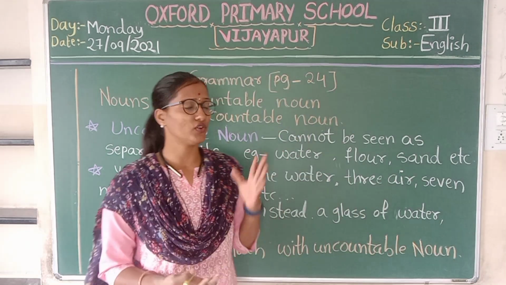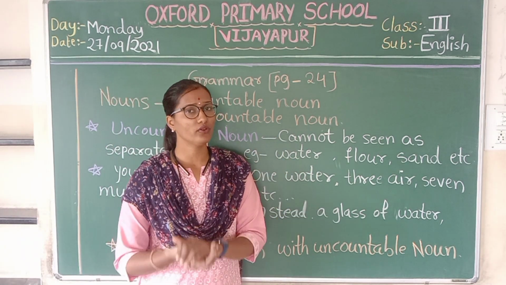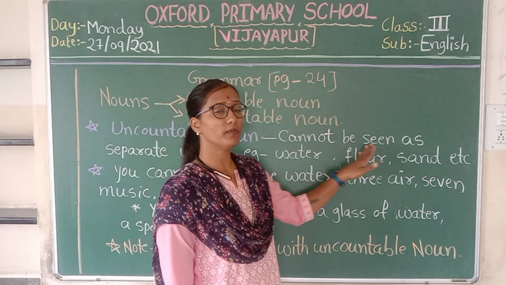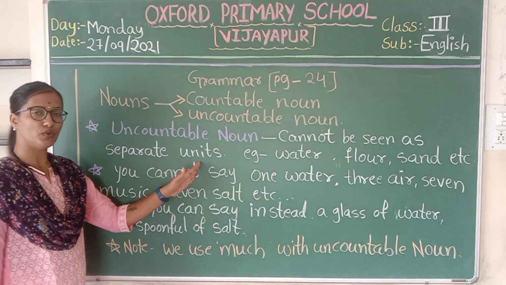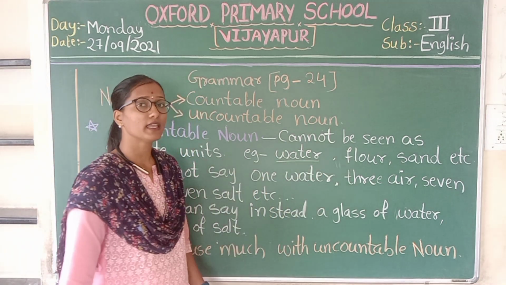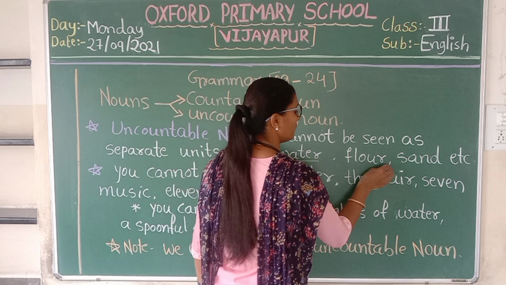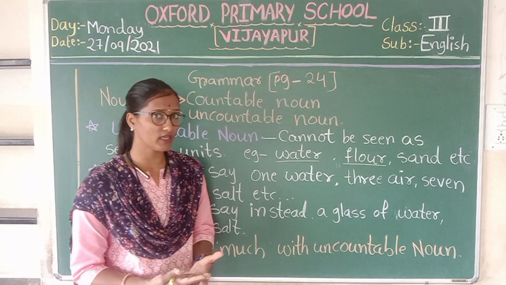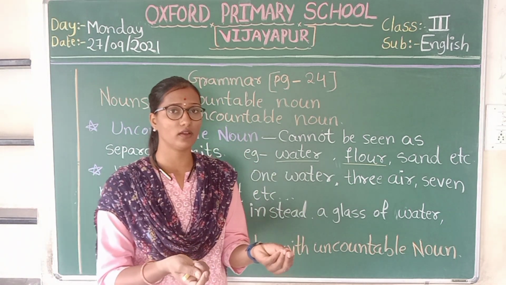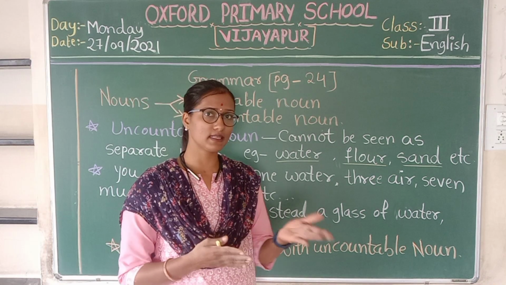Yes children, now here already I have written about uncountable noun. As I said, the opposite of countable noun. See, what does it say? Uncountable noun says it cannot be seen as separate units. Example, water. Can we say 1 water, 2 water? No, we cannot separate it. Flour. Yes, we make rotis with the flour. Atta, we cannot separate that, like 1 atta, 4 atta. We cannot count it. And sand, sand also we cannot count in a separate unit.